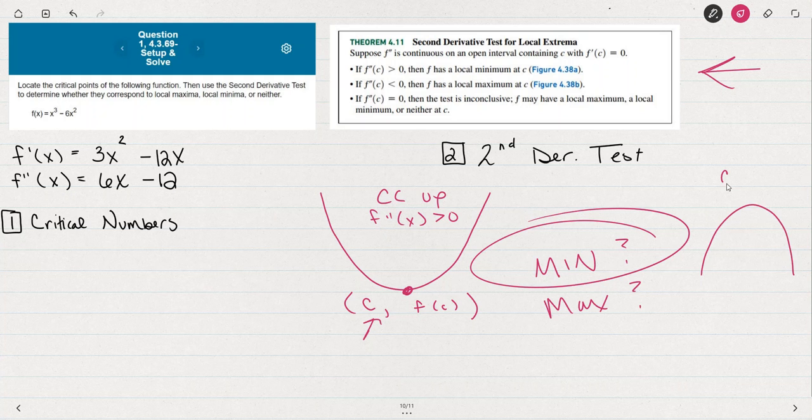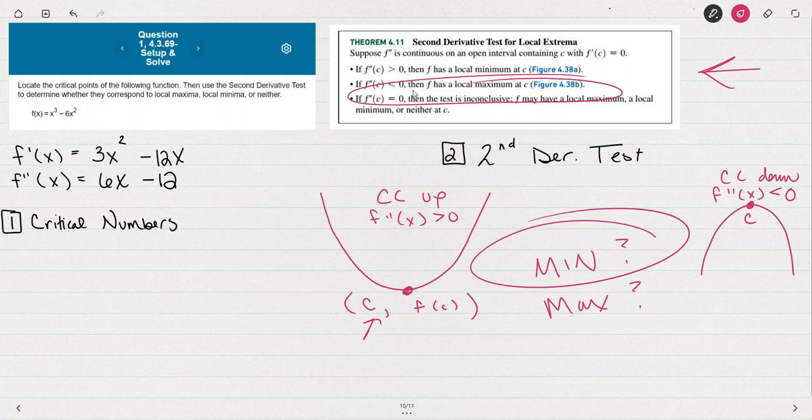What if we jotted something that's concave down? So in other words, the second derivative is less than 0. If the second derivative is less than 0, and we know that this c is a critical number, then we can tell from the second derivative test that that is going to be a maximum. And if you just do a little sketch, it makes perfect sense, right?